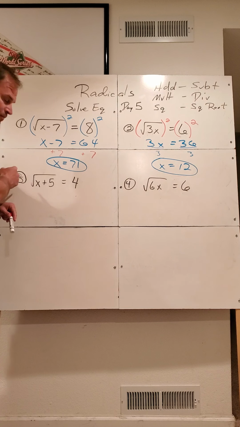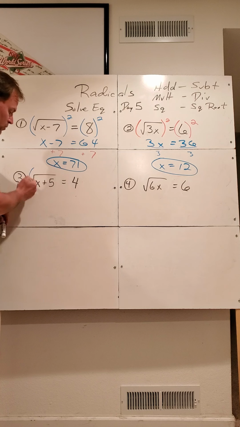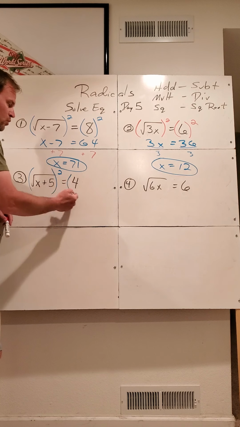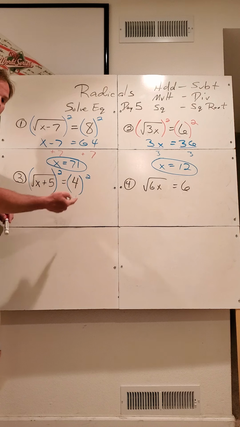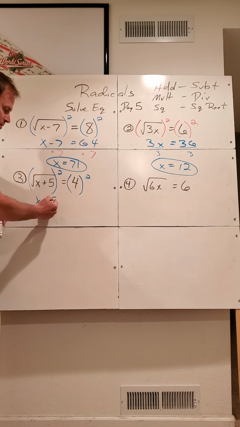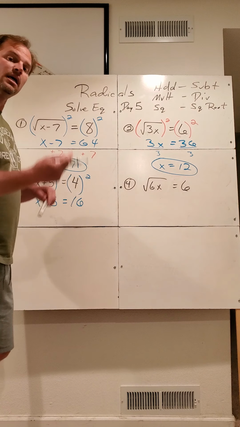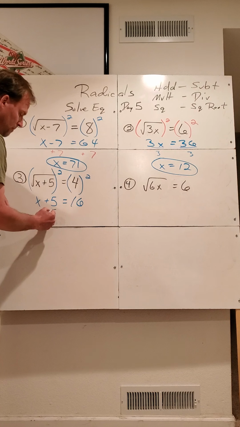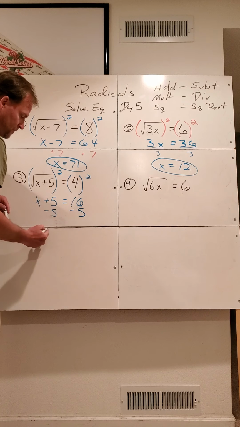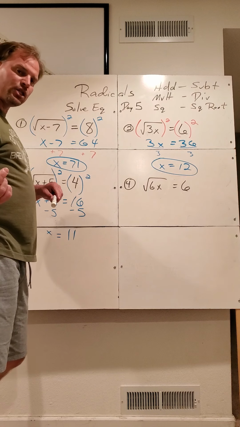Number 3. Square root all by itself. The opposite of square root is squared. You know it. I square both sides of the equation. This comes out to be x plus 5. This comes out to be 16. Solve the equation. Minus 5. X equals 11. Why am I not checking these?